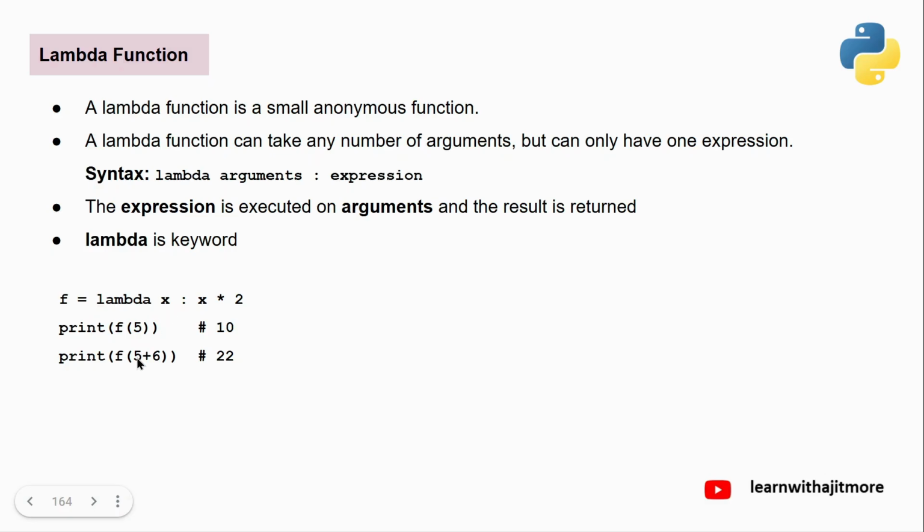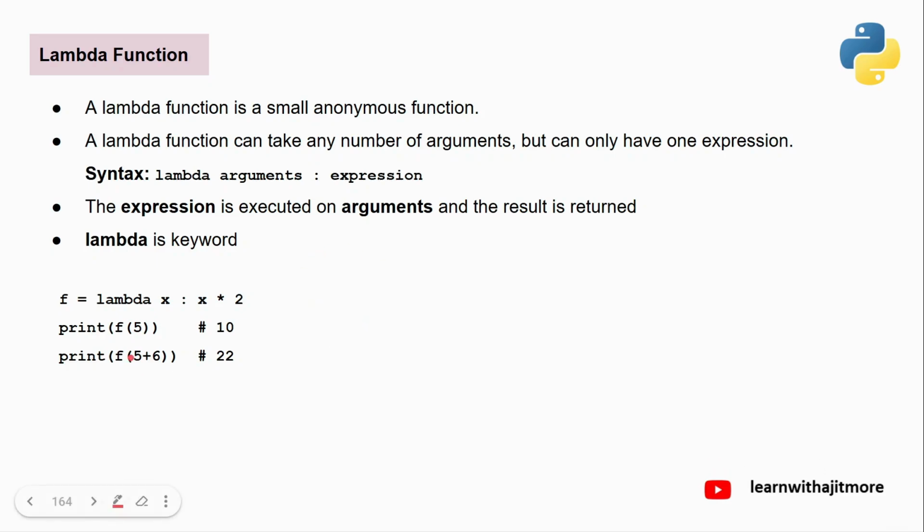Get it? 5 plus 6, 11 is passed here, and 11 into 2, 22. It is not going to pass 5 plus 6 as it is. Otherwise, the answer will be different, guys. If it is passing 5 plus 6 as it is and 5 plus 6 into 2, then the answer will be different: 6 into 2, 12 plus 5, 17.